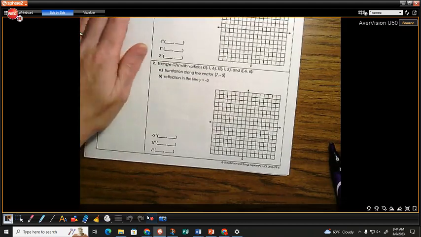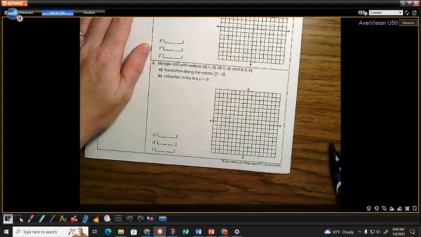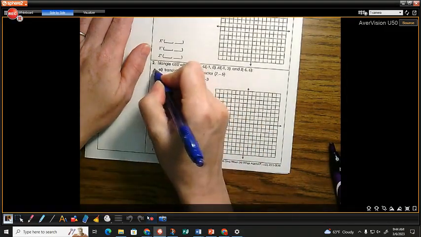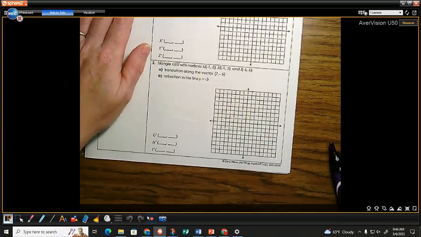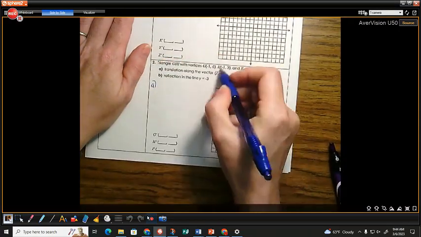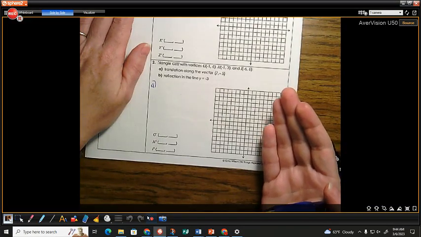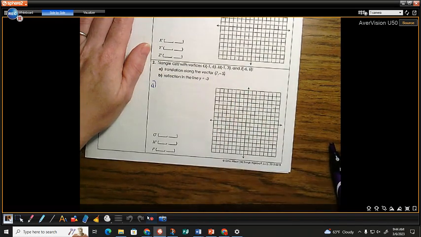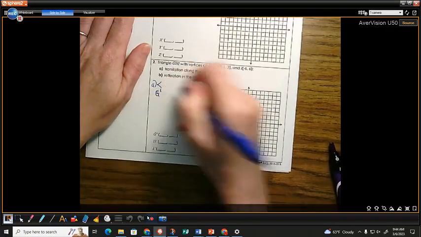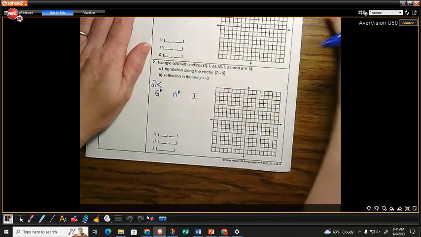So here, it says you have a triangle. It's got these 3 vertices. You need to transform it using a translation along this vector and reflect in this line. Okay, so let's do it. When I want to use this vector, what am I going to do to every single one of those points? Add 7 to the x value and subtract 5. Okay, so go ahead. Do that. Find G and H and I. Sorry, we haven't gotten to the end yet.